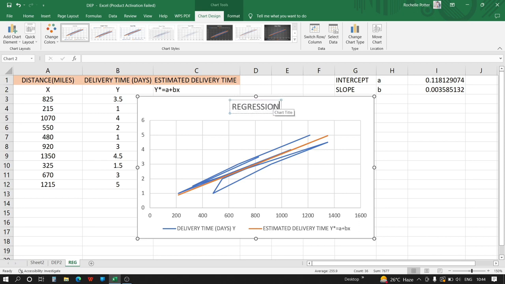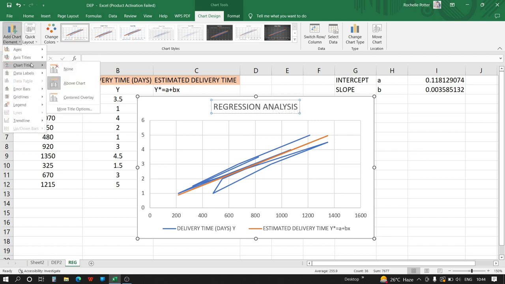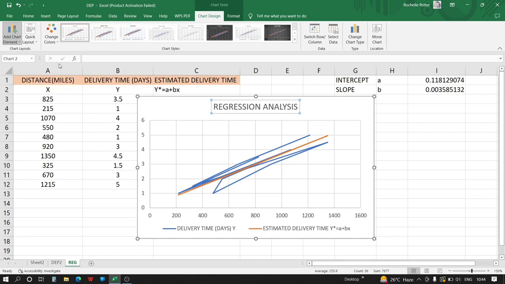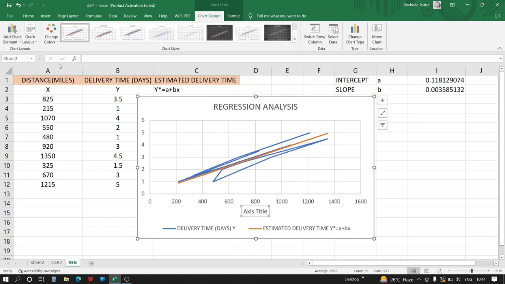regression analysis, and again we have to give axis titles, this is distance in miles, closed.